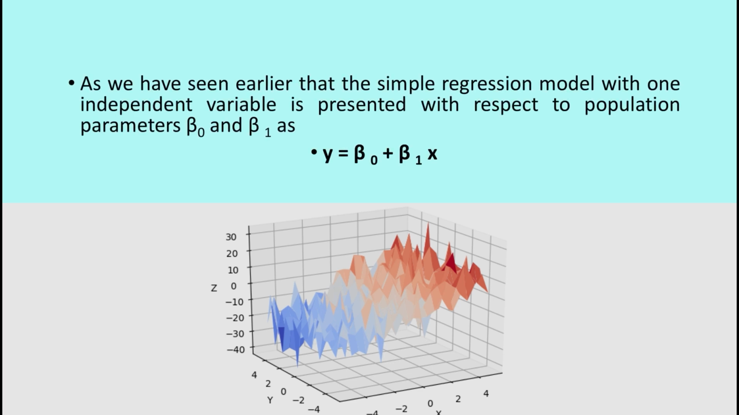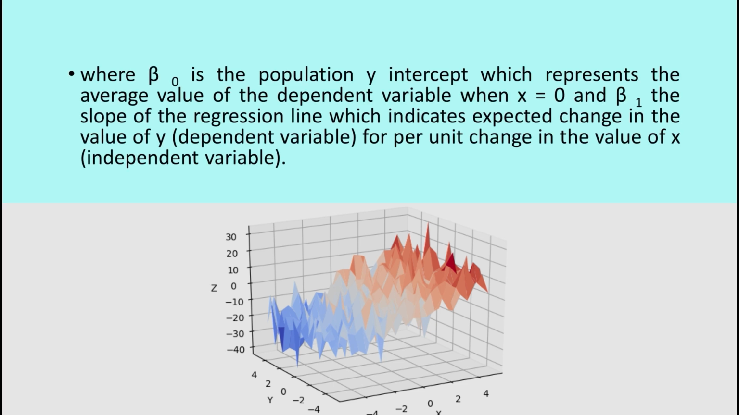As we have seen earlier, the simple regression model with one independent variable is presented with respect to population parameters beta 0 and beta 1 as y is equal to beta 0 plus beta 1 x, where beta 0 is the population y intercept, which represents the average value of the dependent variable when x is equal to 0, and beta 1 is the slope of the regression line, which indicates the expected change in the value of dependent variable y for per unit change in the value of independent variable x.